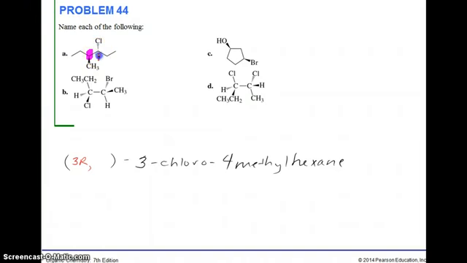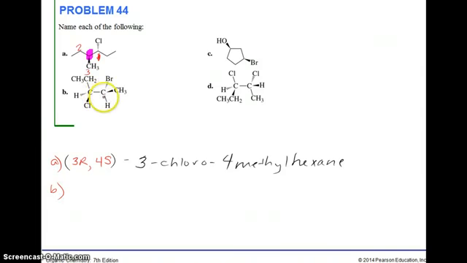Now doing the same for carbon number 4, we assign the priorities. This stuff gets a 1, this stuff gets a 2, this stuff gets a 3. We are going counterclockwise, therefore it is 4S. So A is 3R, 4S, 3-chloro-4-methylhexane.